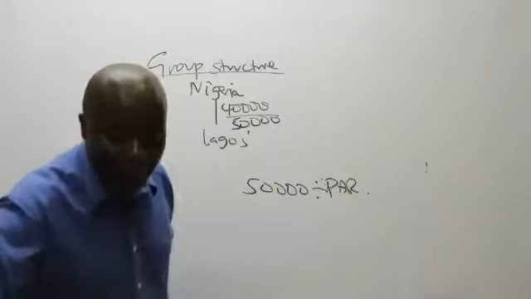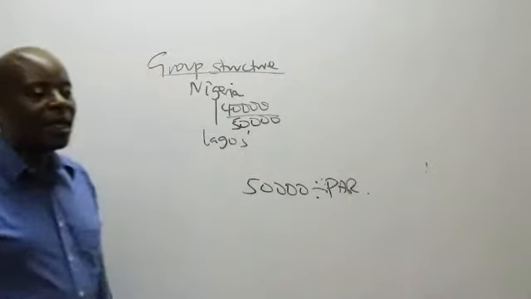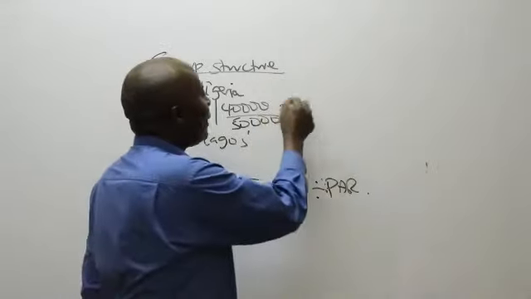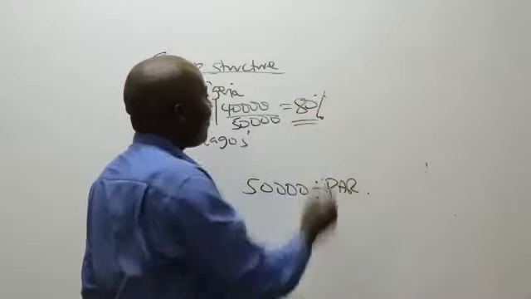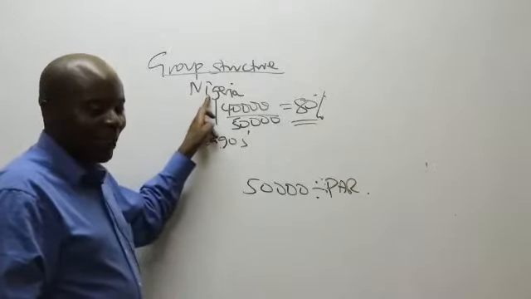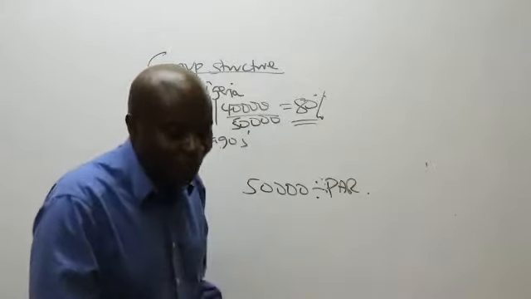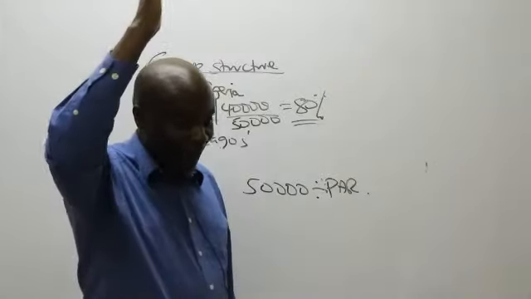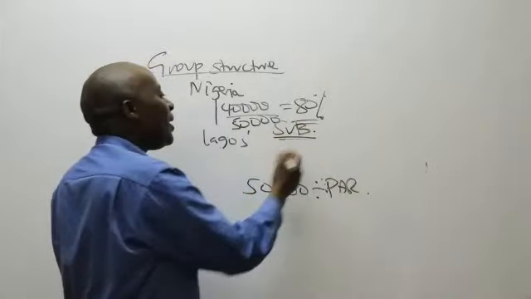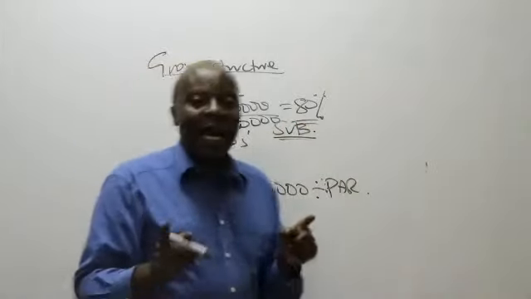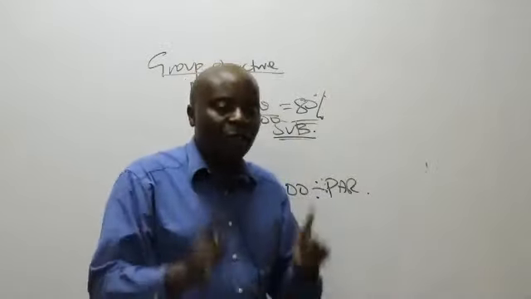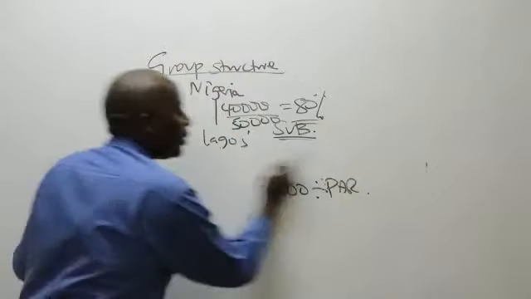So then what is 40,000 divided by 50,000 times 100%? Wananiambia ati inakuja ni 80%. So 80% shareholding, then automatically, ladies and gentlemen, Lagos becomes a subsidiary to Nigeria. And if it becomes a subsidiary, then the first thing that I will do, I will look at the balance sheet of the subsidiary. That is the next step.